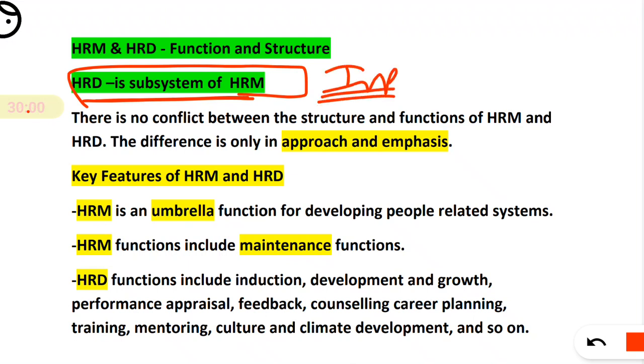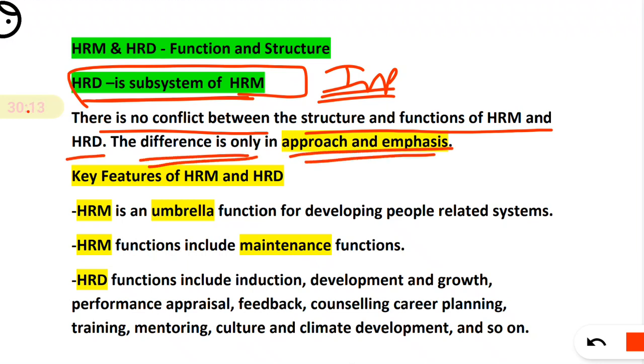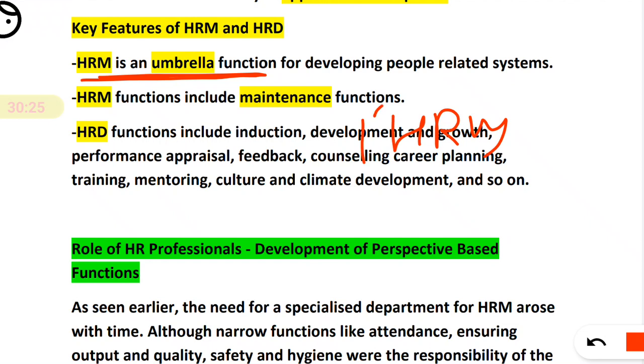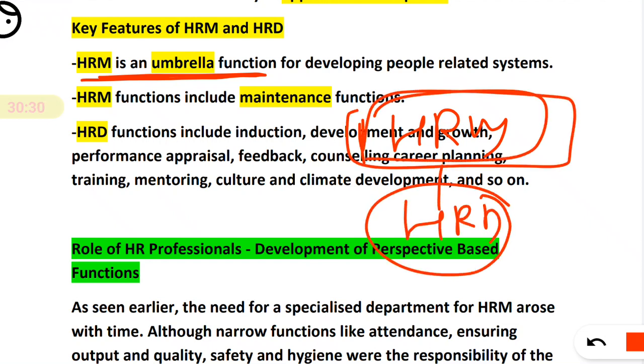Next, we will discuss the features of HRD and HRM. There is no conflict between the structure and the functions of HRM and HRD. The difference is only in the approach and emphasis. So what are the key features of HRD and HRM? First, HRM is an umbrella function. What I said in the beginning is that HRD is a subsystem of HRM. So we can say HRM is an umbrella function for developing people-related systems.